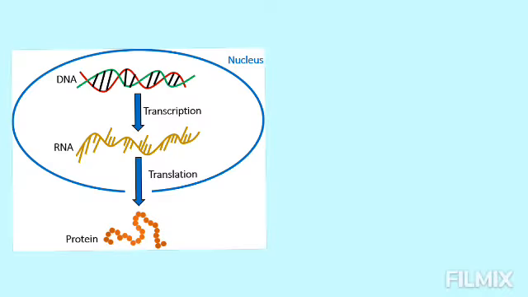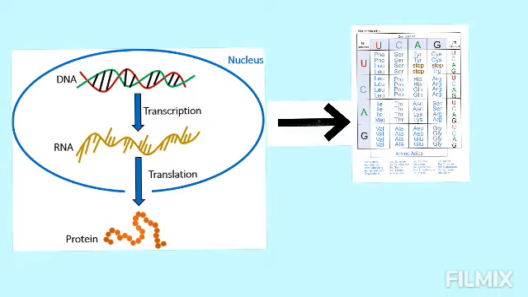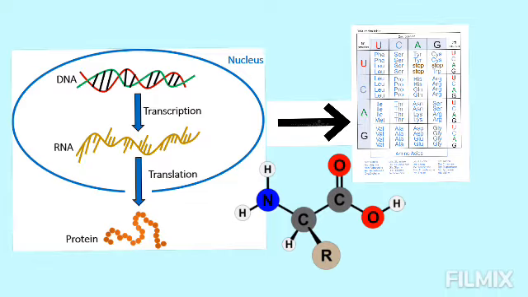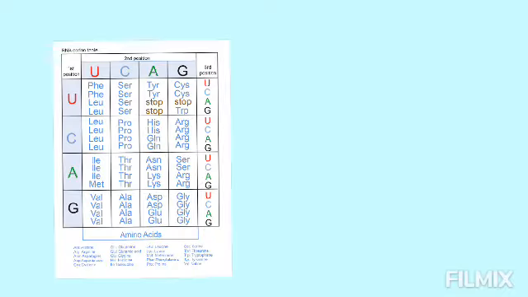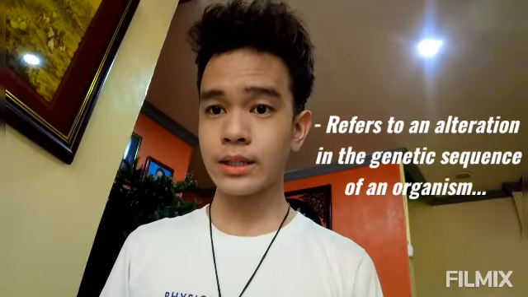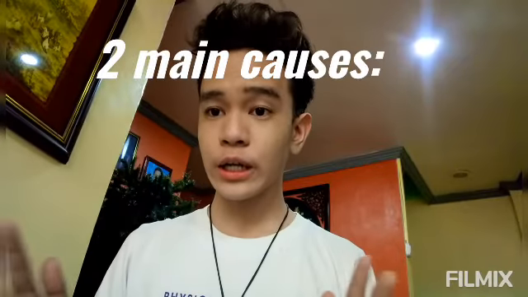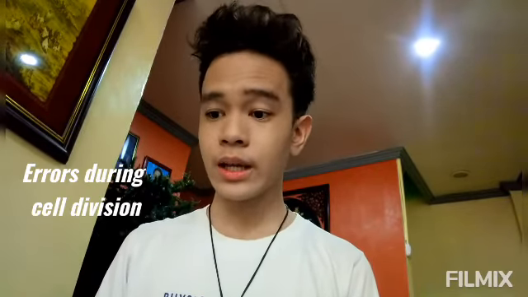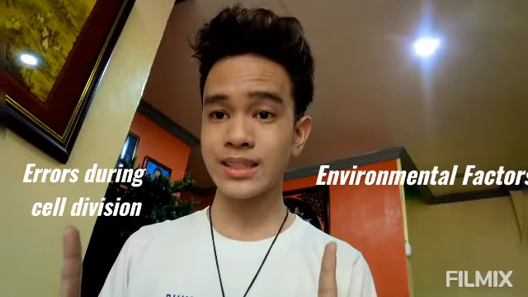Remember that in the flow of the central dogma, genetic codes specify a particular type of amino acid used for protein synthesis. If one of the genetic codes is altered, it also changes the structure and the function of the protein. Genetic mutation refers to the alteration of the genetic sequence of an organism. The main causes of mutation fall under two categories: errors during cell division and environmental factors.